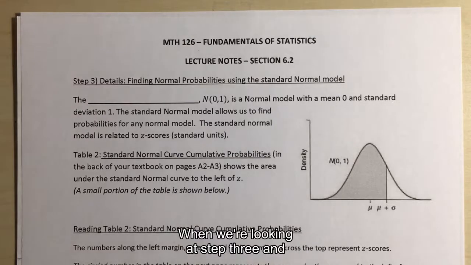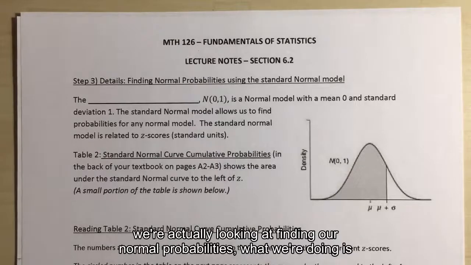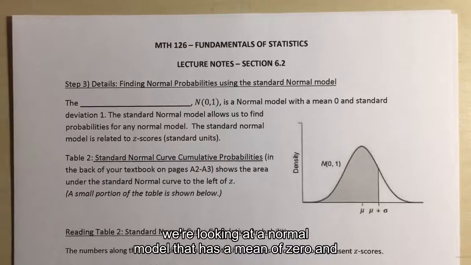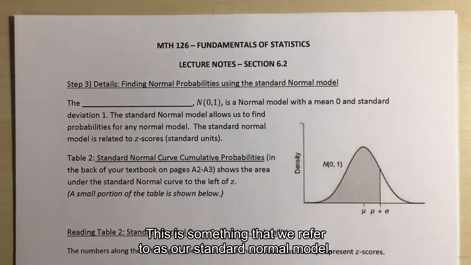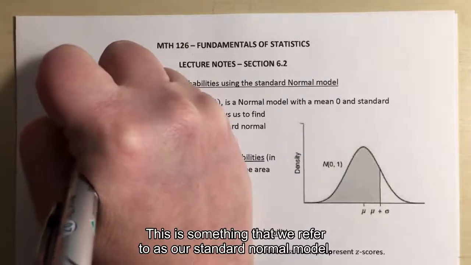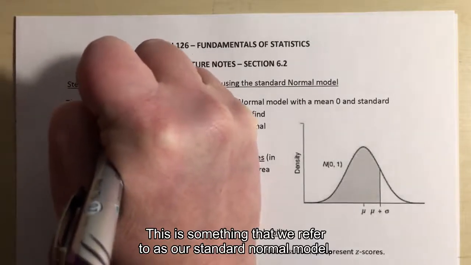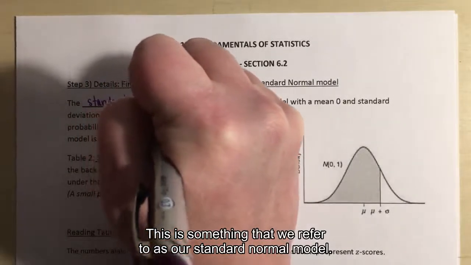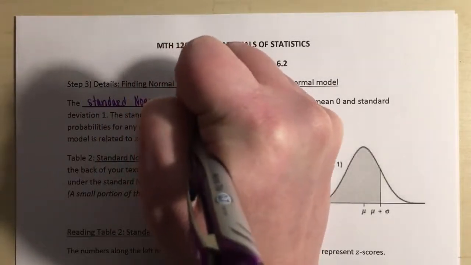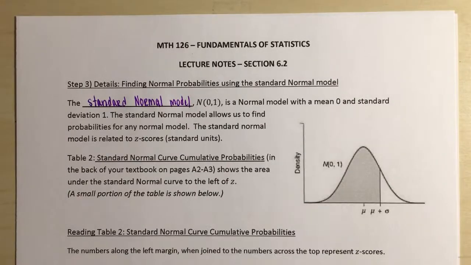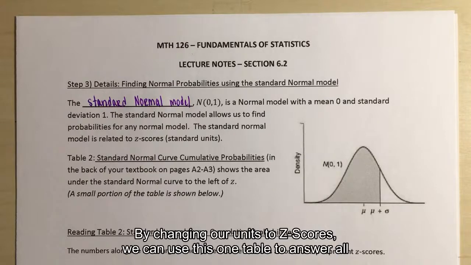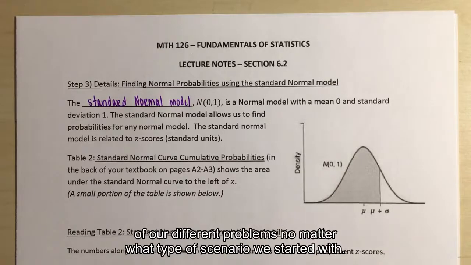So when we're looking at step 3, and we're finding our normal probabilities, what we're doing is looking at a normal model that has a mean of 0 and a standard deviation of 1, because this relates to our z-scores. This is something that we refer to as our standard normal model. The standard normal model allows us to find probabilities for any normal model. So by changing our units to z-scores, we can use this one table to answer all of our different problems, no matter what type of scenario we started with.